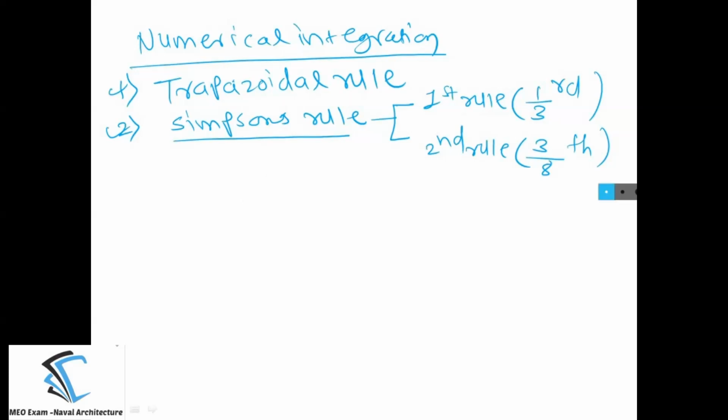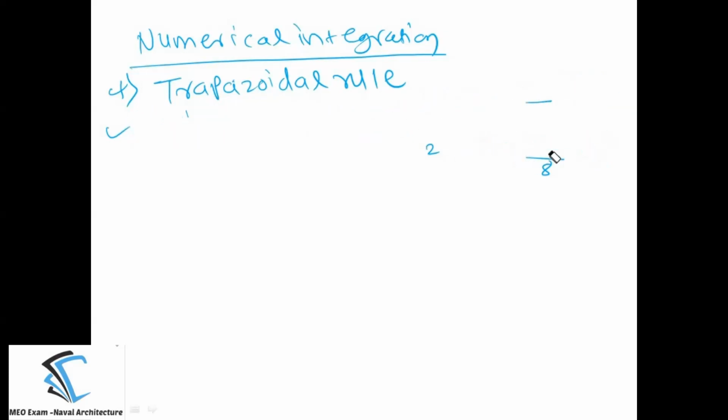Now, coming to the trapezoidal rule and how to proceed for that. To understand this, we will take first the trapezoidal rule and then we will move to Simpson's rule. So what are we going to do in the trapezoidal rule?